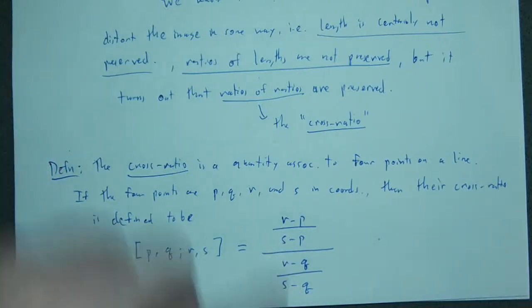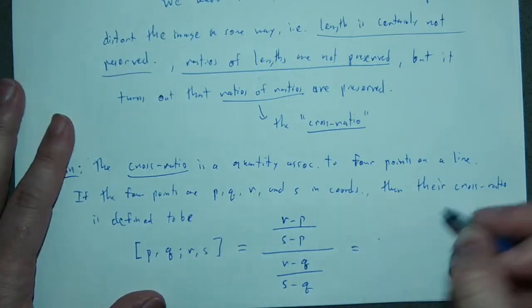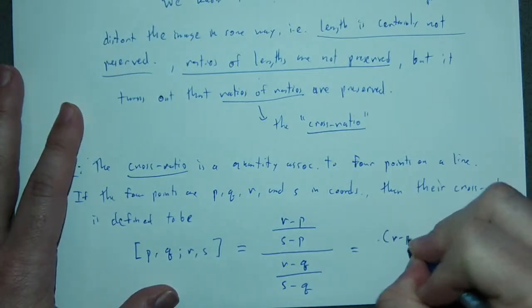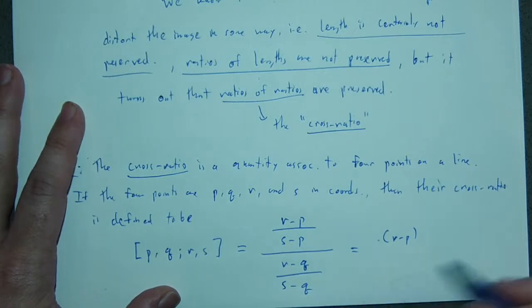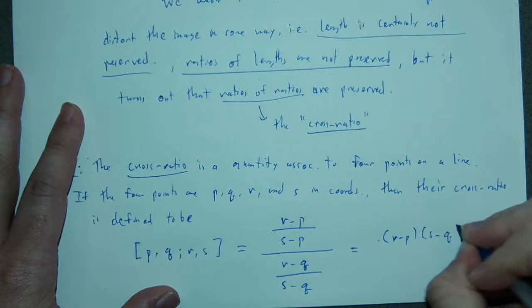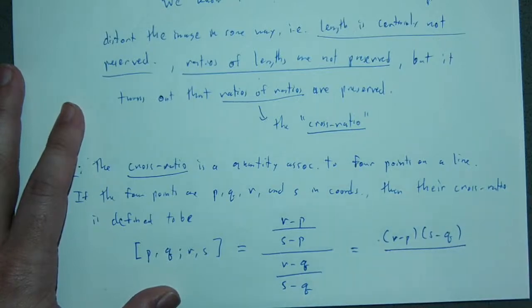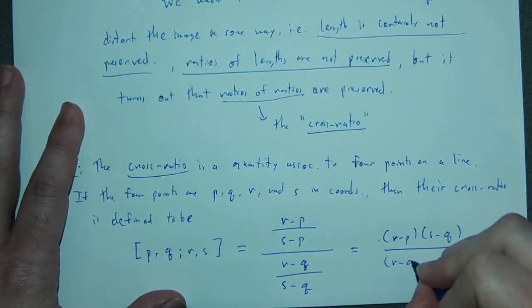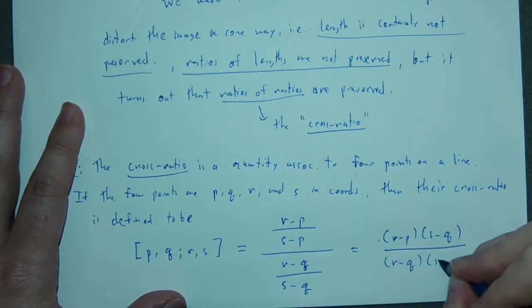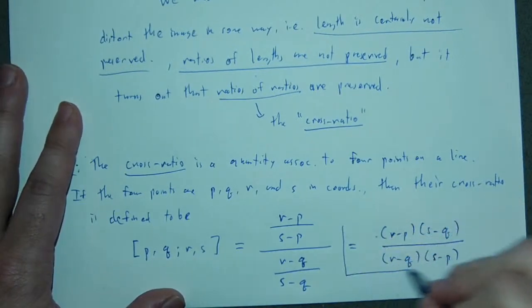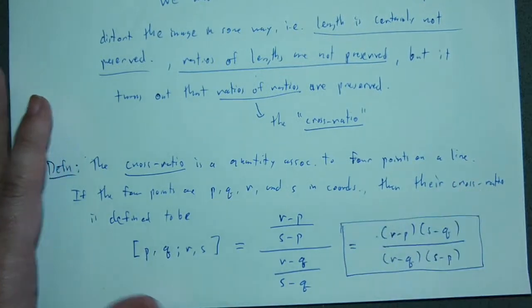This is not the form we usually write it in. We simplify this a little bit. We simplify this as R minus P, S minus Q. So bring this to the top. So R minus P times S minus Q, divided by R minus Q times S minus P. This is the way we write the cross ratio typically.